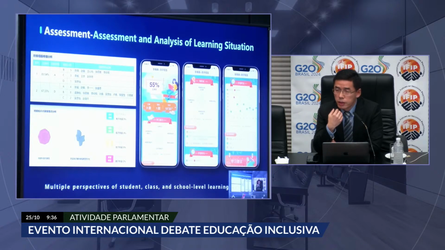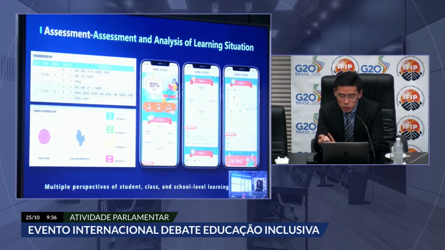This is the assessment and analysis of learning situation, also based on the knowledge graph. I think you can remember. If we know the learning profile of students, which means the mastery of each knowledge point, that we can get multiple perspective learning report from individual level, the class level, the school level, even the city level, right? This report is very useful to the teacher, the parent, the school principals, and the policy maker. Okay, next.